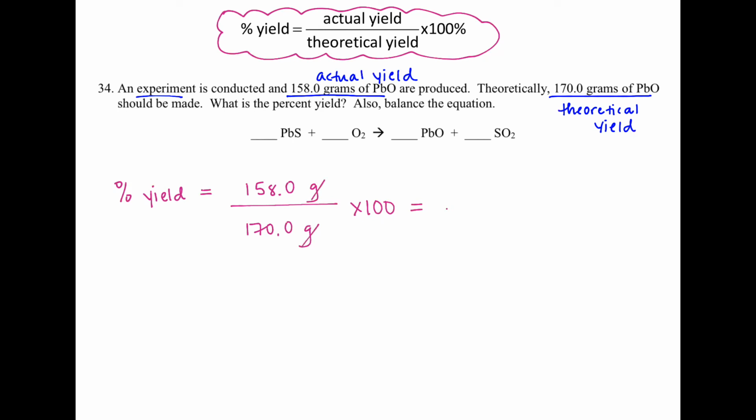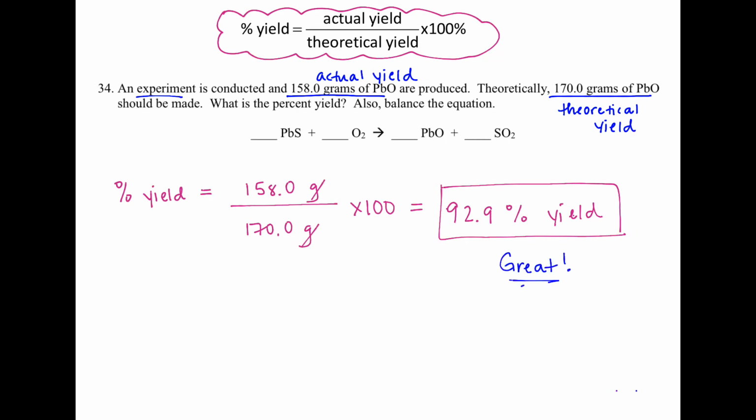The grams will cancel out. So if you do 158 divided by 170 and multiplied by 100, you would get that this particular person had a 92.9% yield. So the question is, is that good or bad, right? Percent error, you want to be low, but percent yield, you want to be higher, because the closer your percent yield is to 100, that means you made more of what was possible, right? So if these two numbers are equal, you would have 100% yield, and that's ideal. So probably not likely, but ideal. So the higher your percent yield, the better.